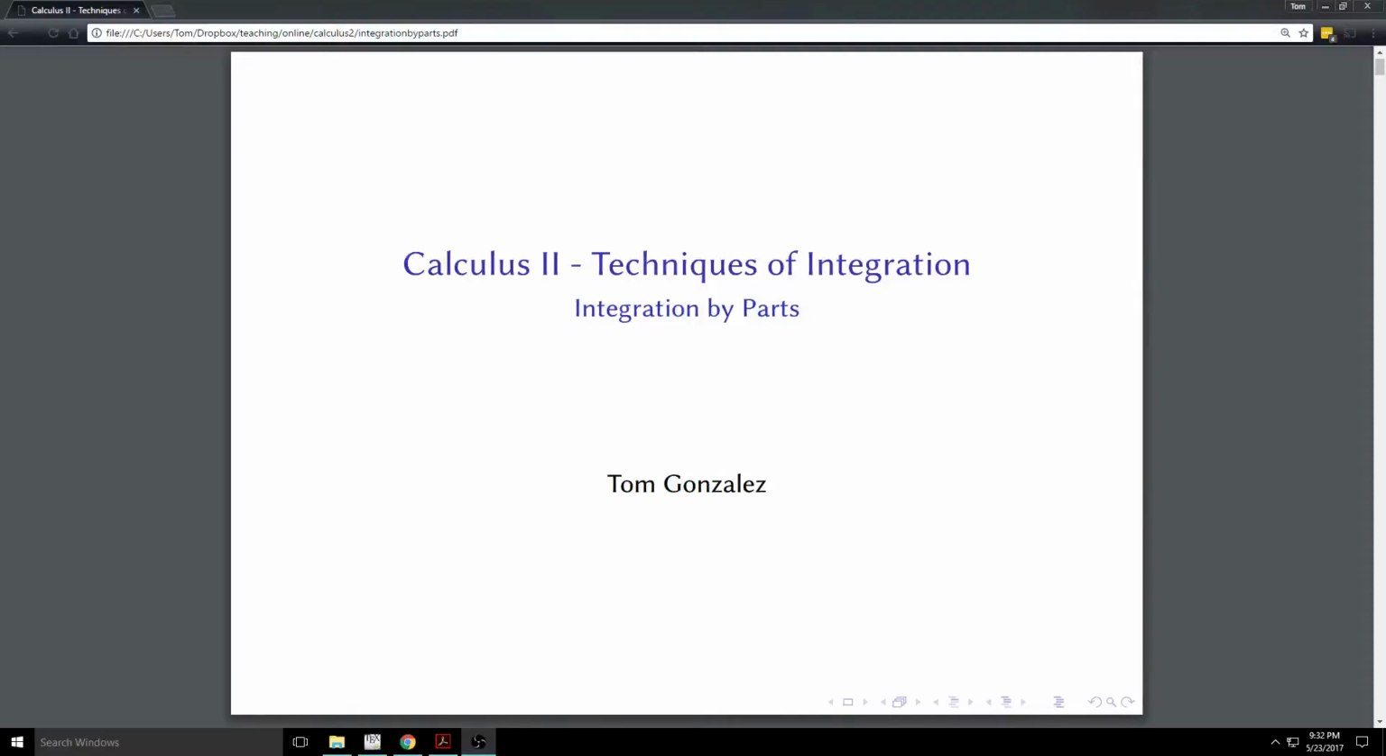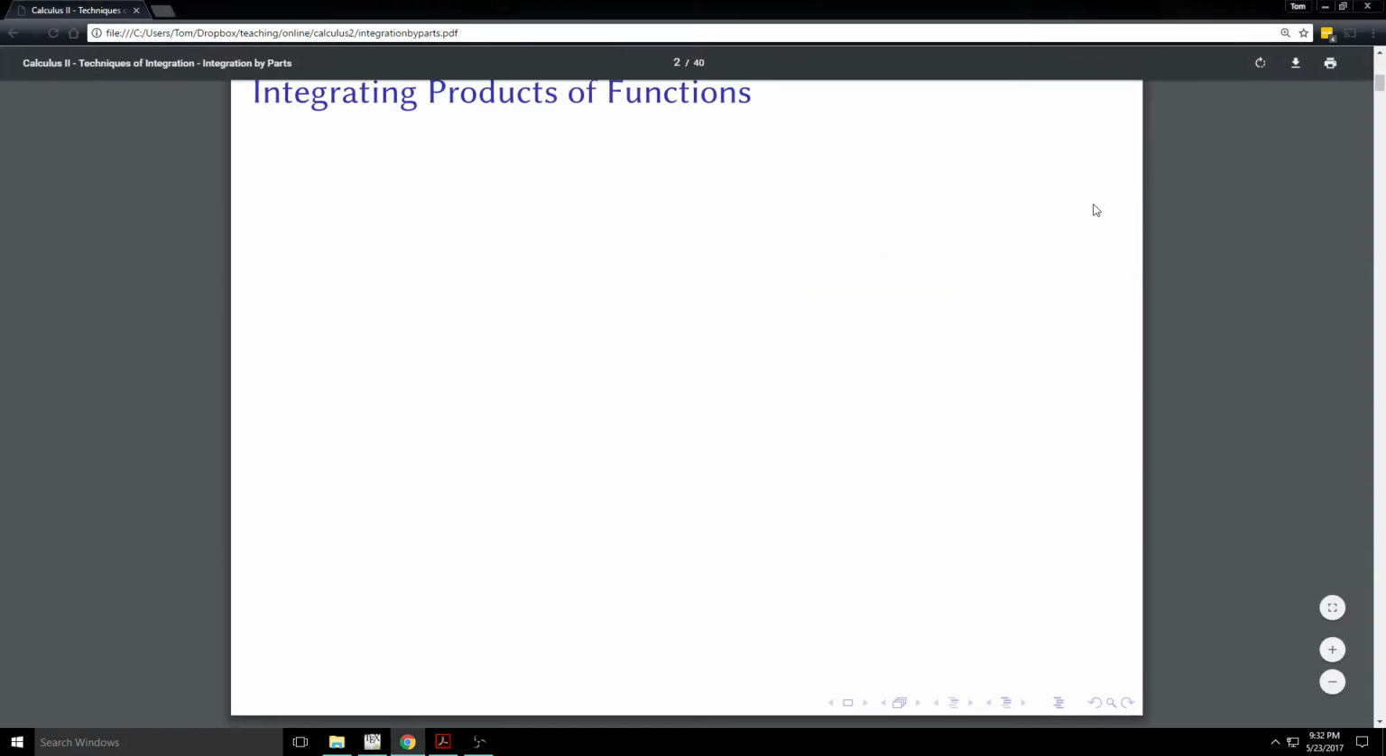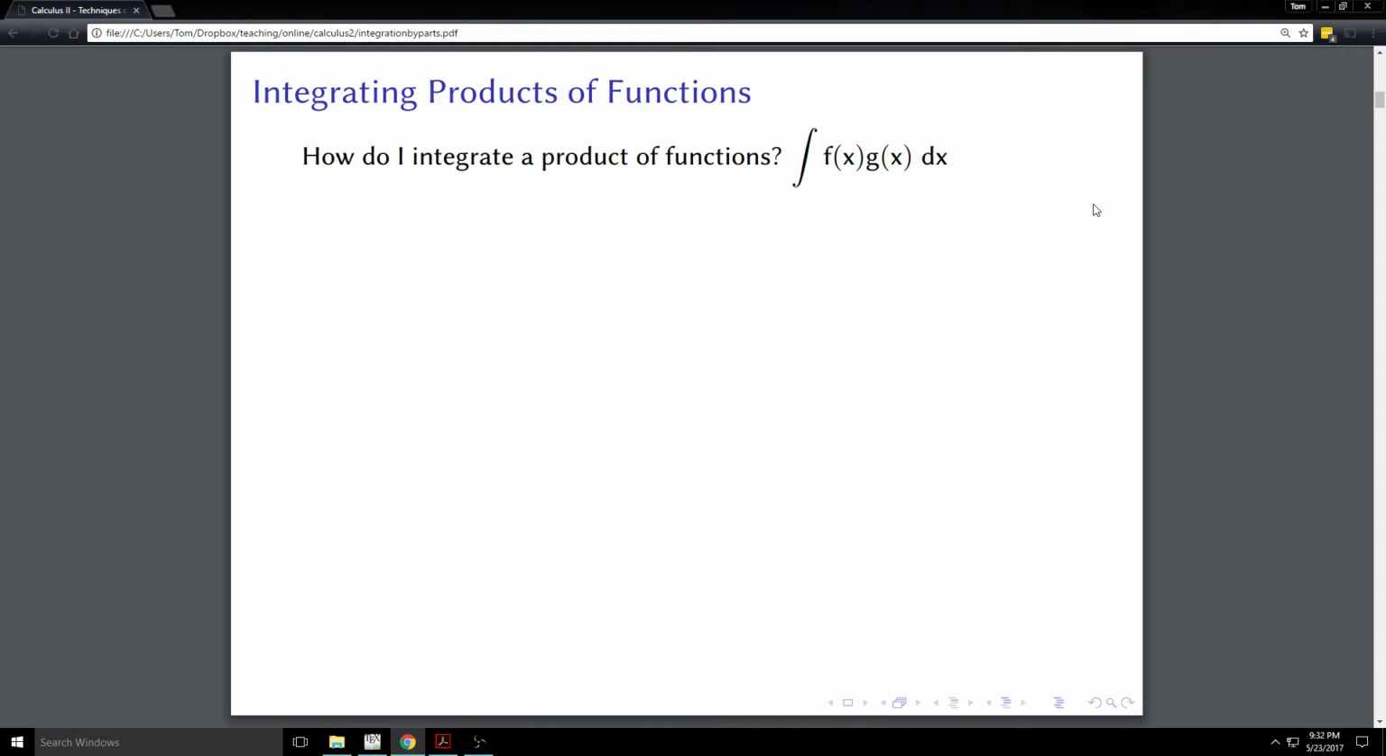Right, in this video we're going to talk about the integration technique called integration by parts. In general, what we want to talk about first is how to integrate products of functions. So how do I integrate functions that look like this, where they've been built by taking one function and multiplying it by another?